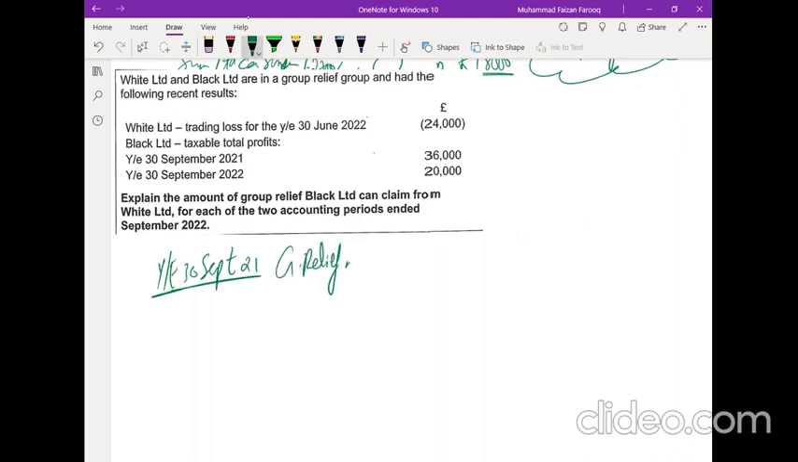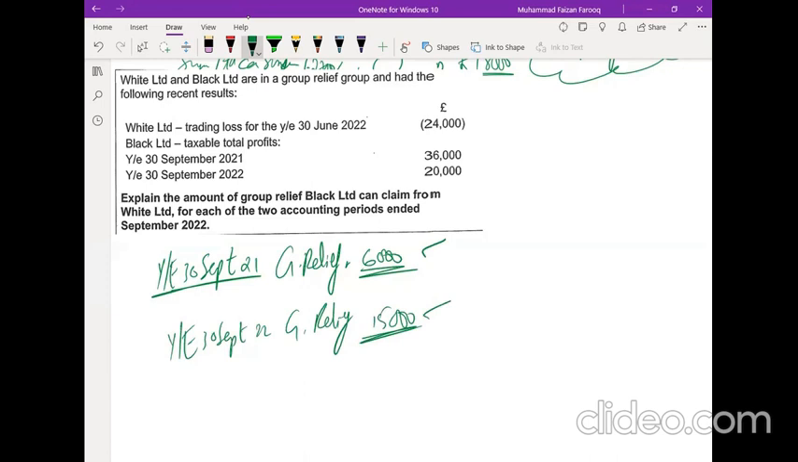For the first year, it's 6,000. Very good. What about the second year? 15,000. Okay, 15 and 18 was the answer, and the lower is 15. So that's it, black and white. Very good, you did it correctly. So that is what we call group relief.